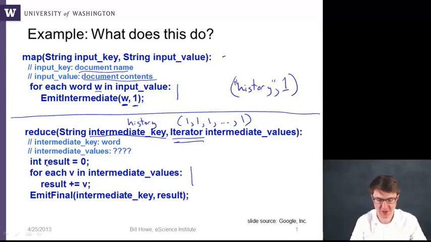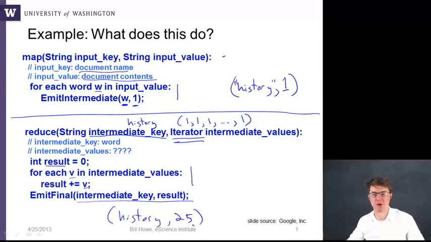Okay, and so what does this code do? Well, it initializes a final result to 0, and then it says for each value in this list of intermediate values, add that value to the result. And so here we just add them all up. And then finally we emit a final key value pair, which is the intermediate key, the word itself, and the final result. And so maybe the output here is, history 25. And we walked through this a couple different times, so I'm hoping this is pretty clear by now.